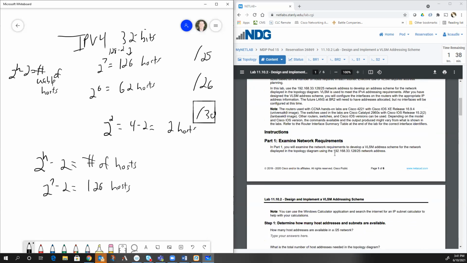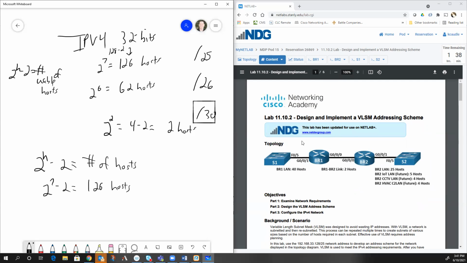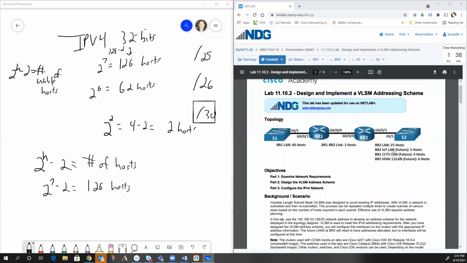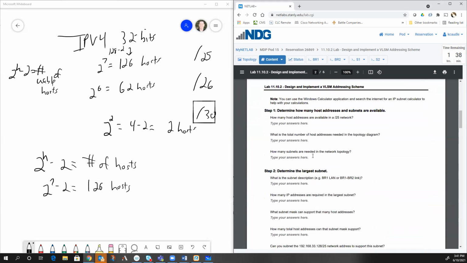How many subnets are needed in the topology? Well, in this particular topology, we would need 1 for every interface. So 1 right here on the G0/0/1, 1 on the shared G0/0/0s from BR1, BR2, and 1 for the G0/0/1. But we also need 3 future networks. So there's 1, 2, 3, 4, 5, 6. 6 subnets will be needed because of these 3 right here that are listed, but not actually shown in the diagram. So it'll be 6.